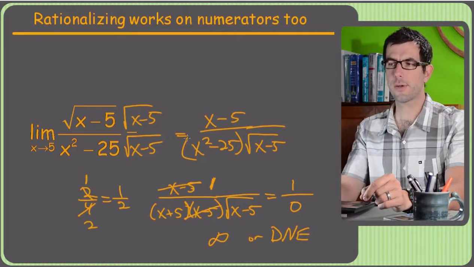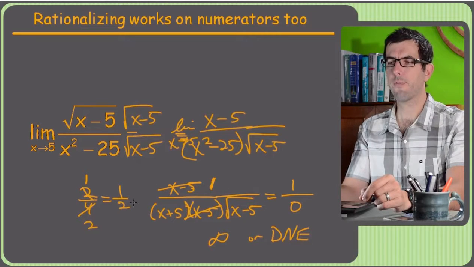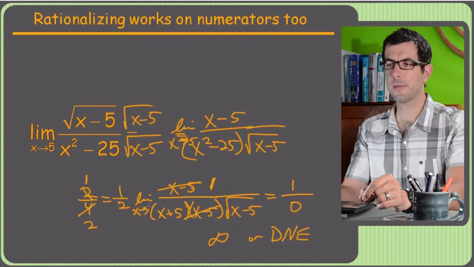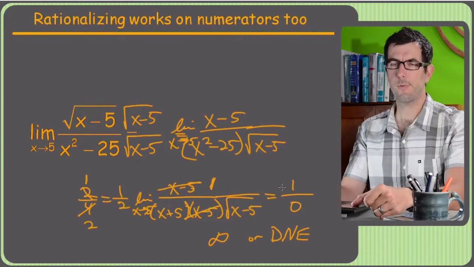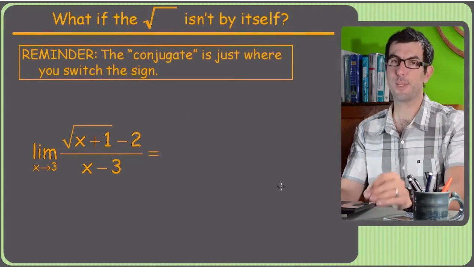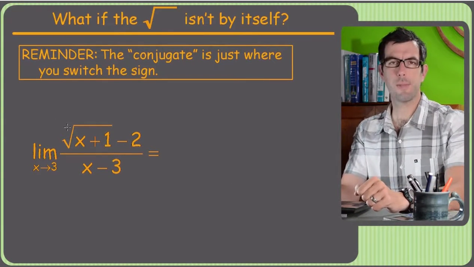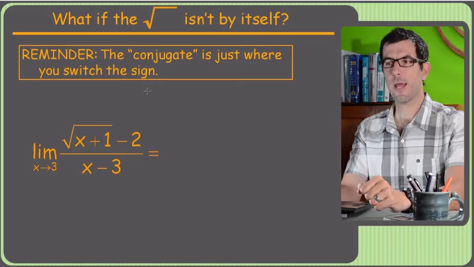And if your teacher was a stickler, maybe we should have written the limit as x approaches 5 in front of every single one of these steps. But hey, we're not going to do that, because that would be too crazy. Too much work. But you should do it if you need to do that to get full credit. Do whatever your teacher asks of you. Draw on the limit every time. All right, what if the radical is not by itself?